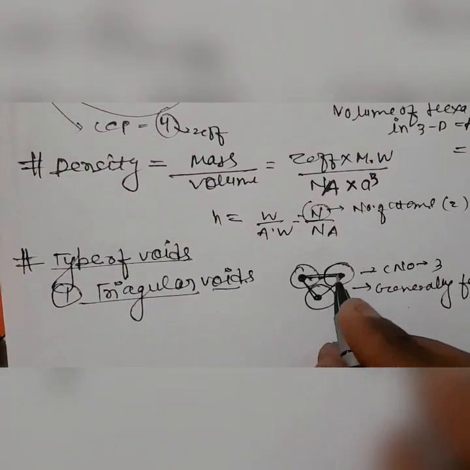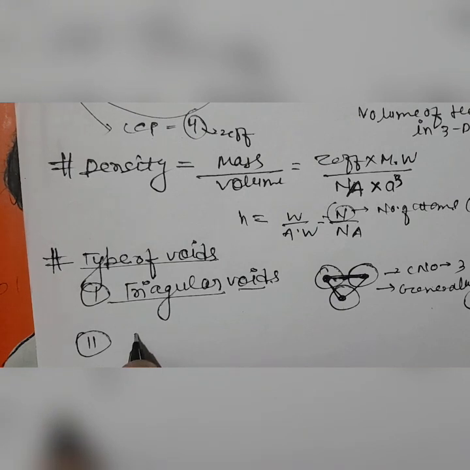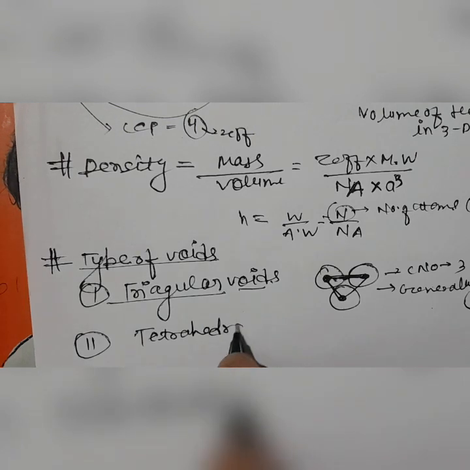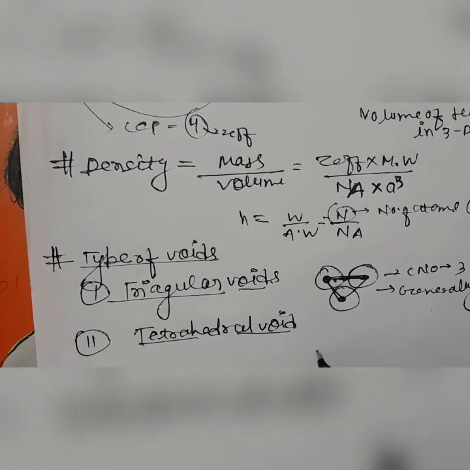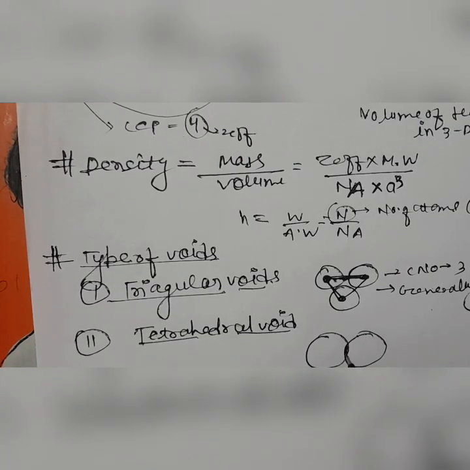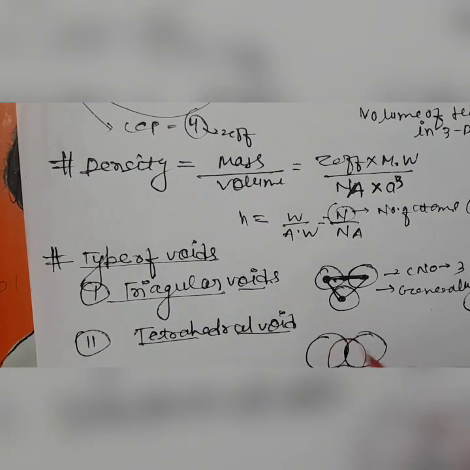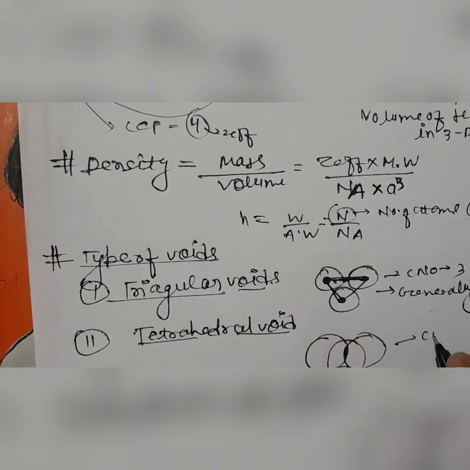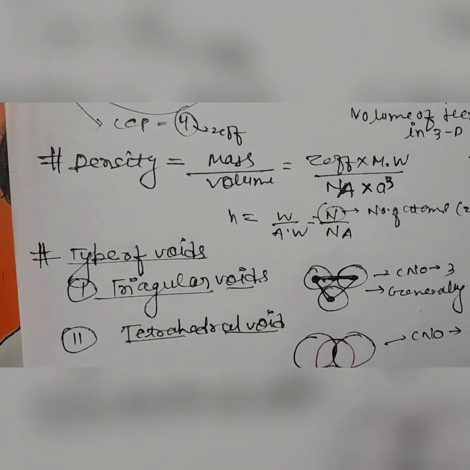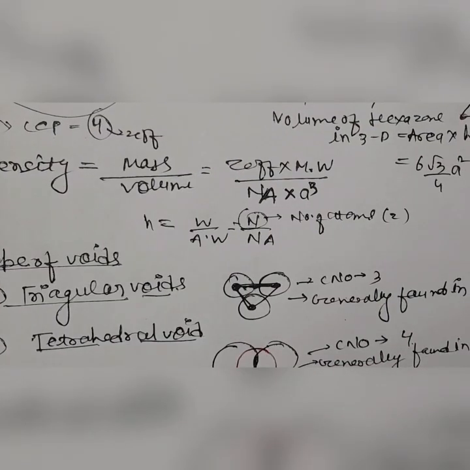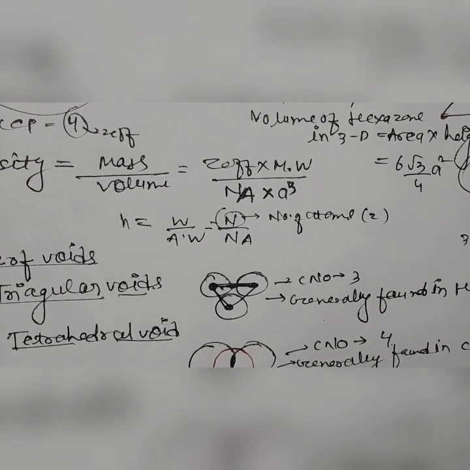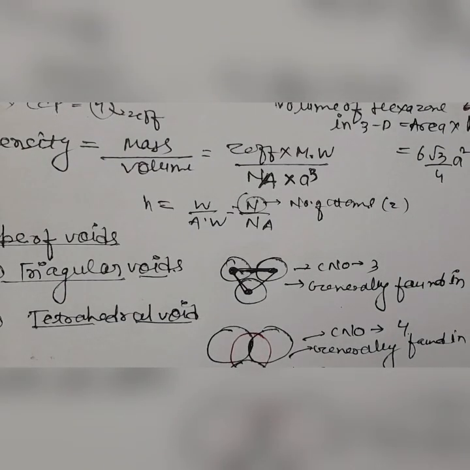Now we move towards another void, the tetrahedral void. In the tetrahedral void, the arrangement is like this, this, this, and over that there is an atom. The tetrahedral void has coordination number 4, and is generally found in CCP, that is cubical close packing, and hexagonal close packing in 3D. Its Z effective is 6 for SCP and 4 for CCP, that is cubical close packing.